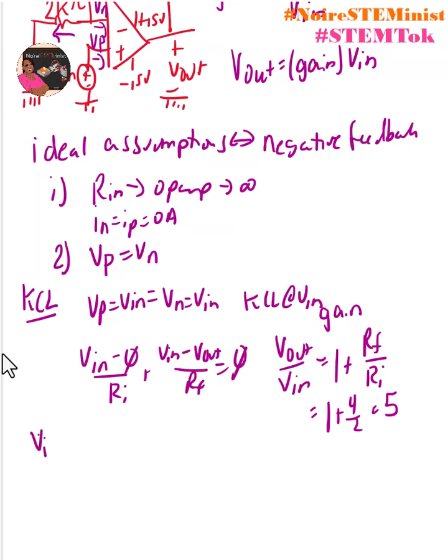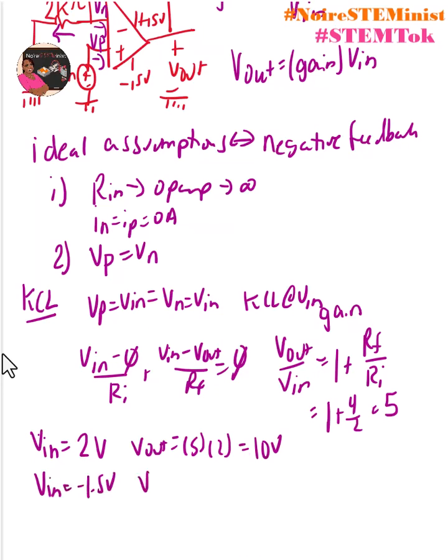So if I put in Vin equals 2 volts, then Vout is going to equal 5 times 2, which equals 10 volts. Or if I put in Vin equals negative 1.5 volts, then Vout equals 5 times negative 1.5, which is negative 7.5 volts. So positive in, positive out, negative in, negative out.